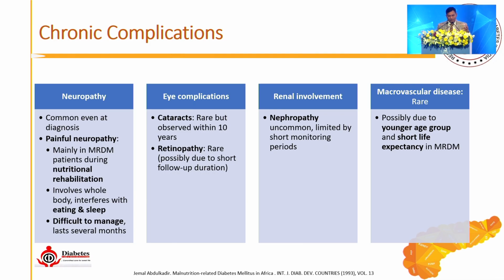So painful neuropathy is very, very common. One of the IRDM patients, with HbA1c 21.5, was brought like this to the clinic with a blood glucose of around 891, and he was admitted for around 4 or 5 days.